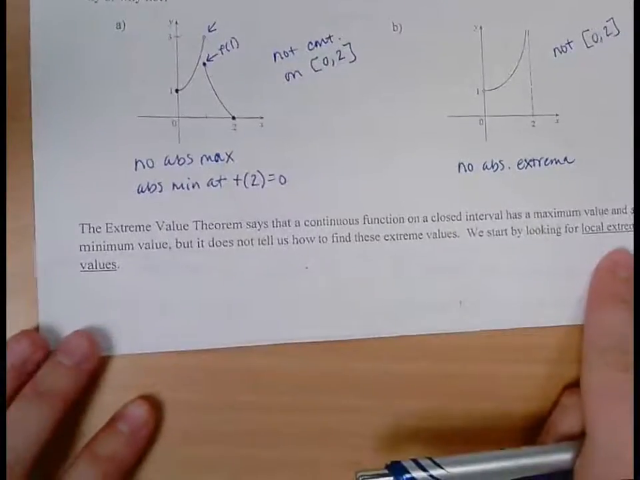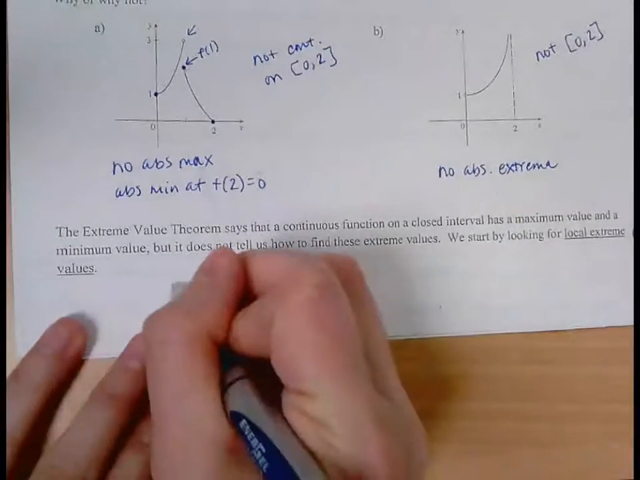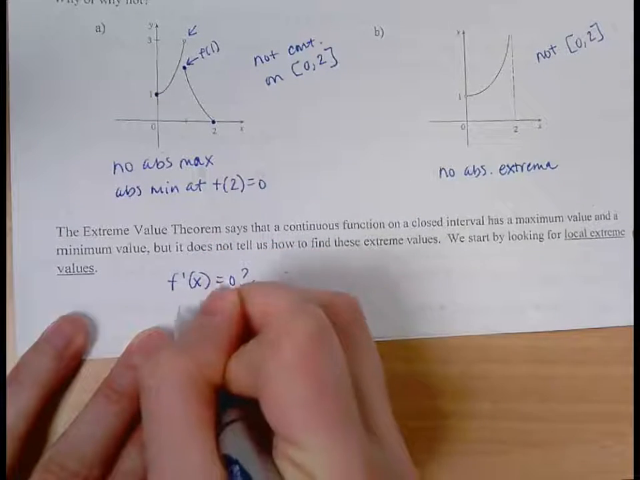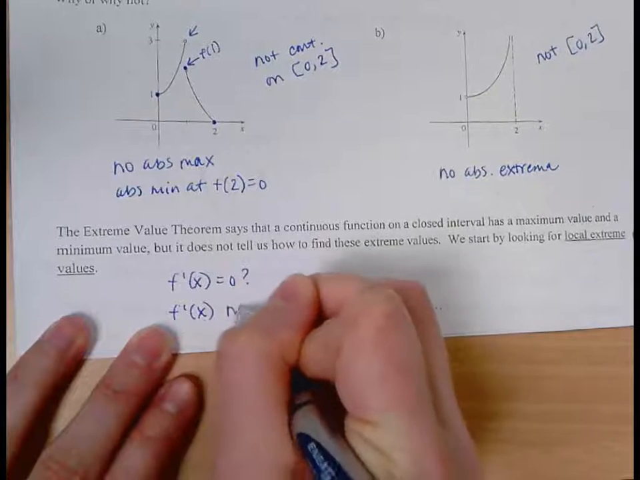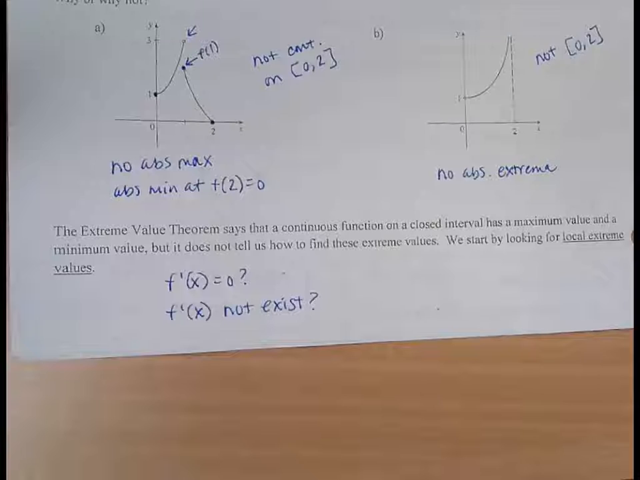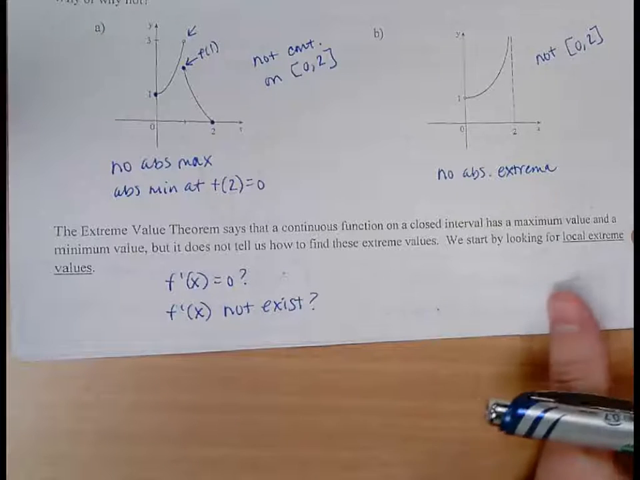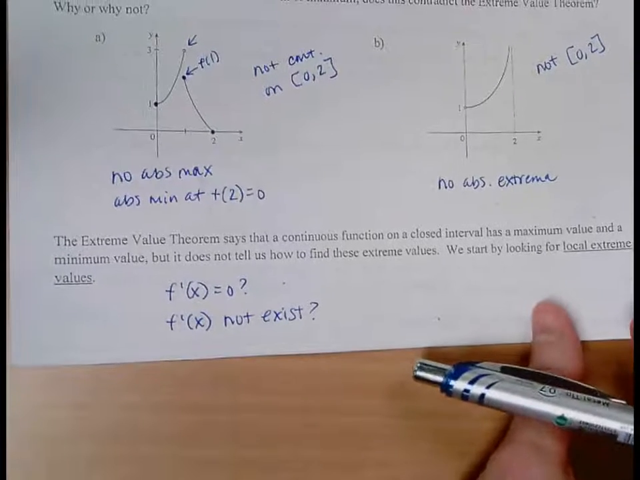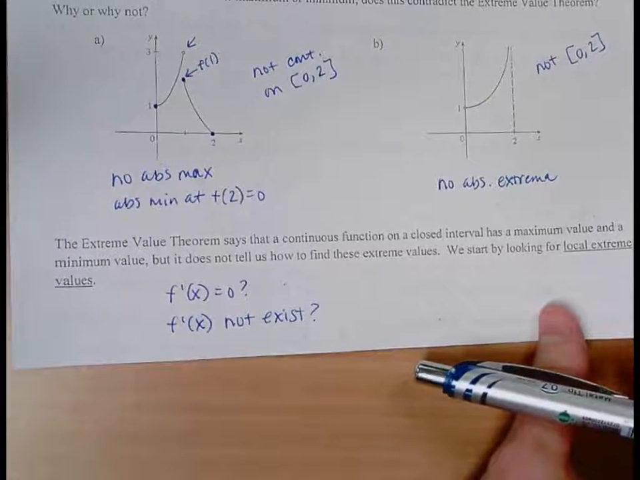So to find local extreme values, you can look to see where f prime of x equals 0, or where f prime of x does not exist, or where it is undefined, would be another way to phrase that. And that's just a note. We're going to be still continuing on with this.